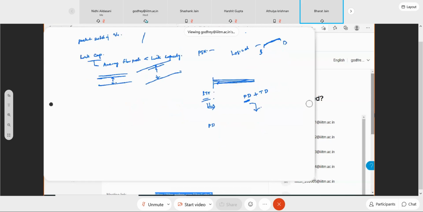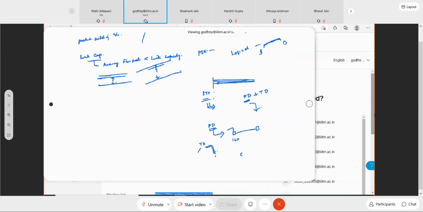So propagation delay is the time taken for one bit of the packet to travel from one end to the other end. That is called propagation delay. Transmission delay is the time taken to put all the bits of the data onto the wire in the first place. So the time taken for the data to be put onto the wire itself is called the transmission delay, right?